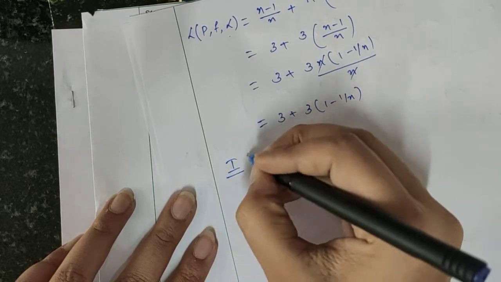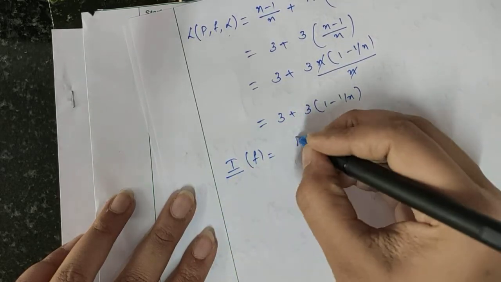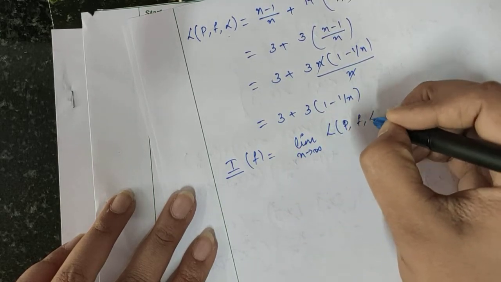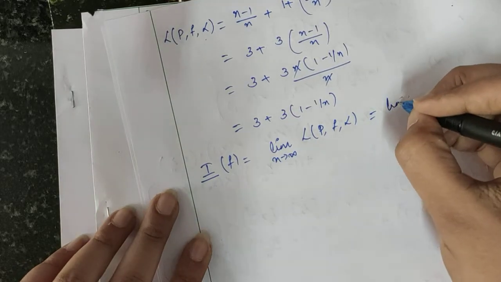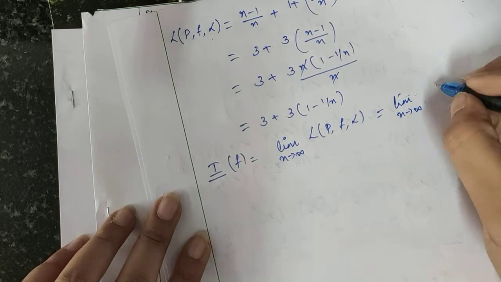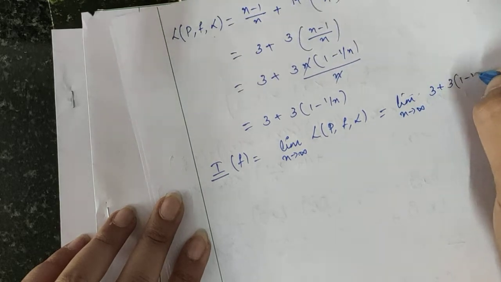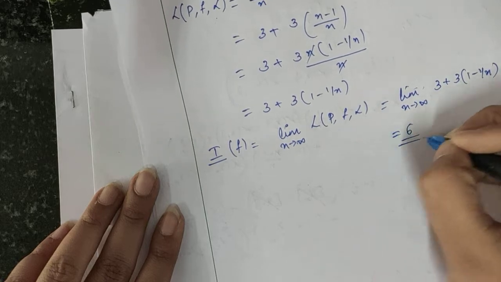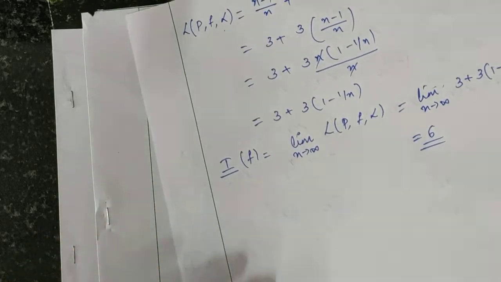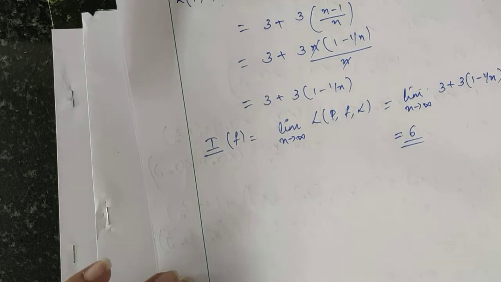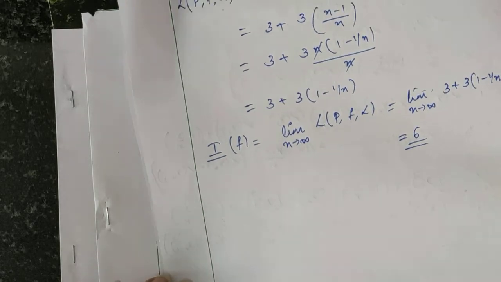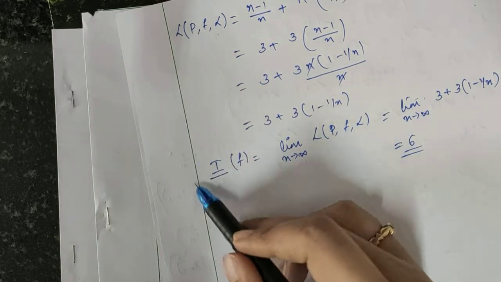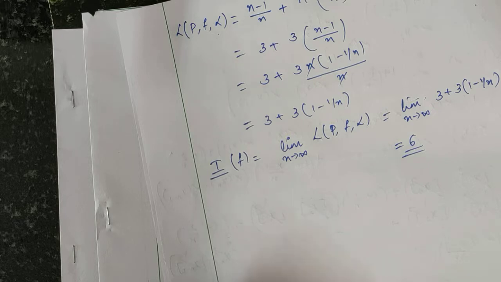So the lower integral of f is equal to the limit as n tends to infinity of L of p comma f comma alpha. That is nothing but the limit as n tends to infinity of 3 plus 3 into 1 minus 1 by n. After substituting the limiting value, you will be getting 6. This is L of p comma f comma alpha. So now I have to do U of p comma f comma alpha for the 3 intervals. Then I should add all of these. Then I have to find out the upper integral of f.